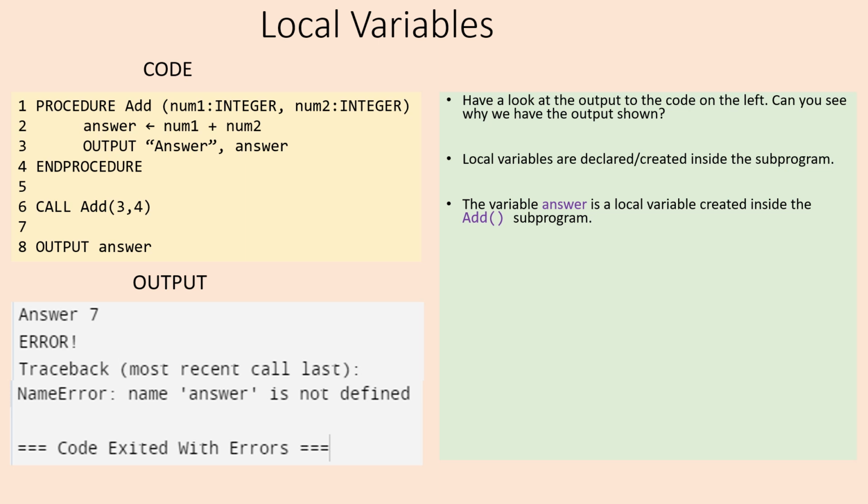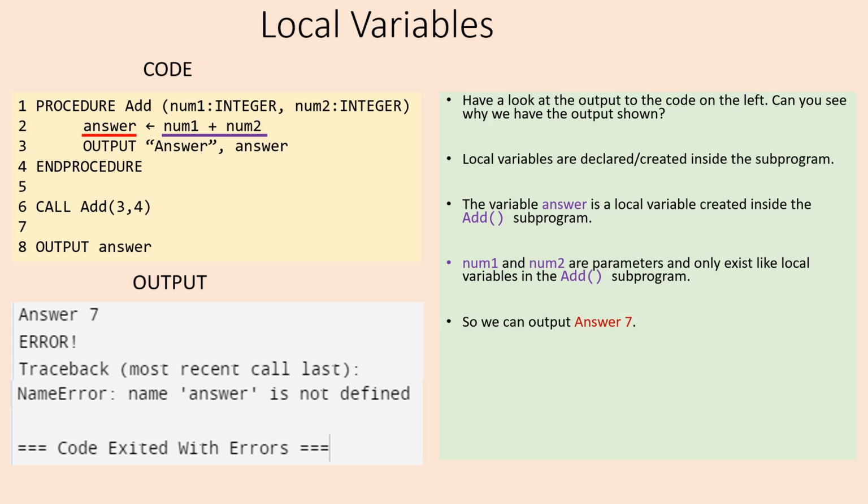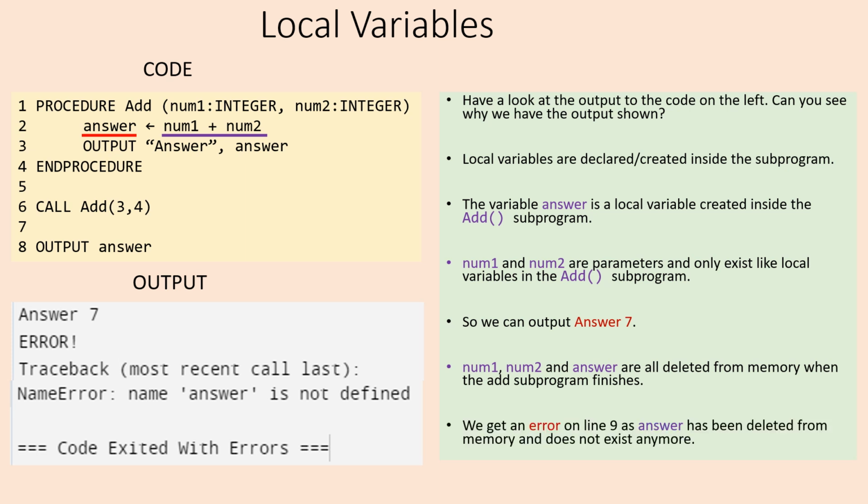So the variable answer is a local variable created inside the add subprogram. Num1 and num2 are parameters and exist like local variables inside the add subprogram, but they're the parameters. So we can output answer 7 like we just worked through. However, num1, num2 and answer are all deleted from memory when the add subprogram finishes. So when we get to this line here, line 8, it says on line 9, but it's actually line 8, we try and output answer, we get an error because answer was deleted from memory when the subprogram finished.